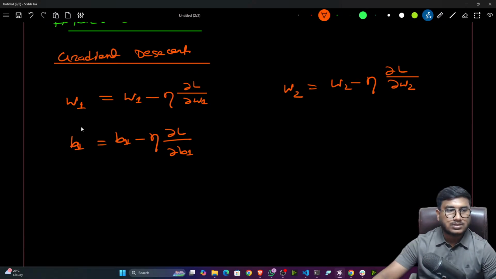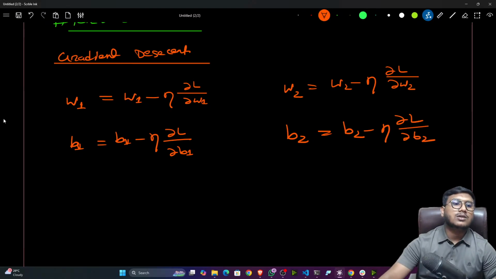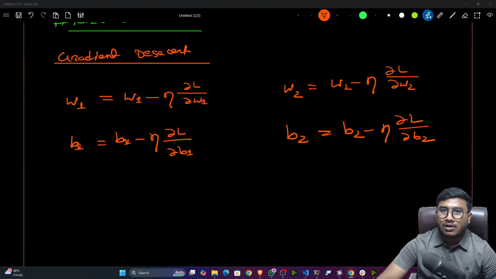Okay, so that's how this B1 would be updated. Now what about B2? B2 is equal to B2 minus learning rate times the derivative of loss with respect to B2. So that's how B2 would be updated, and that's how all the equations came, guys.